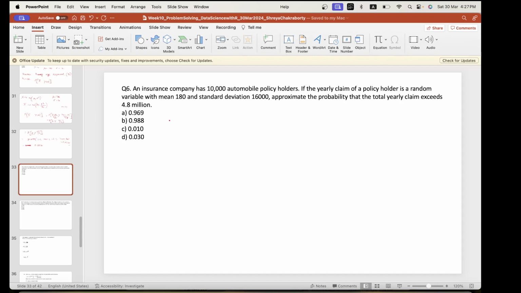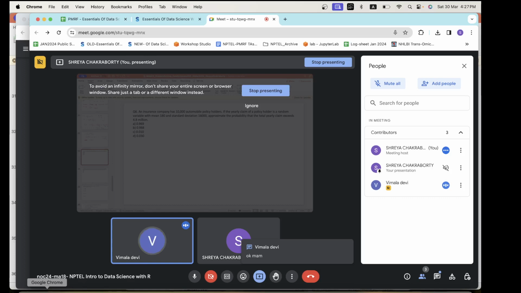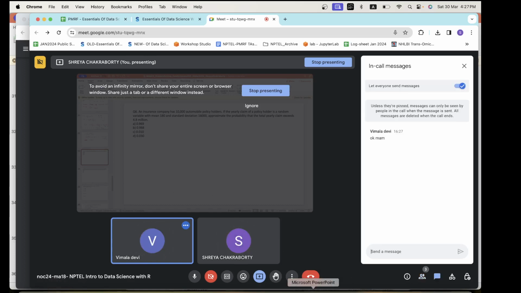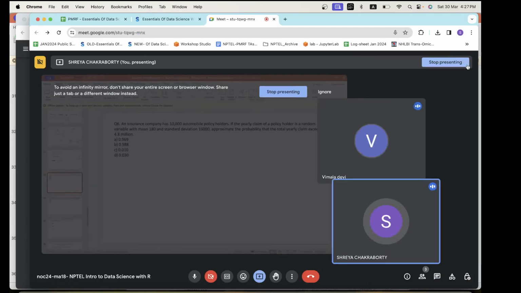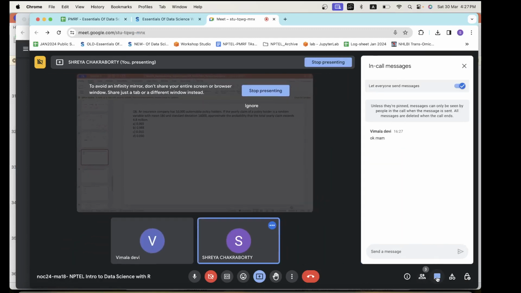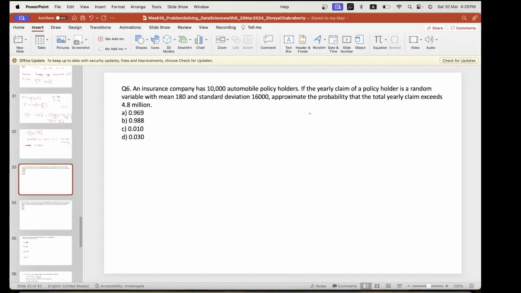So the question is, an insurance company has 10,000 automobile policyholders, and if the yearly claim is said to be a random variable with mean 180 and standard deviation 16,000, what is the probability that the total yearly claim exceeds 4.8 million?